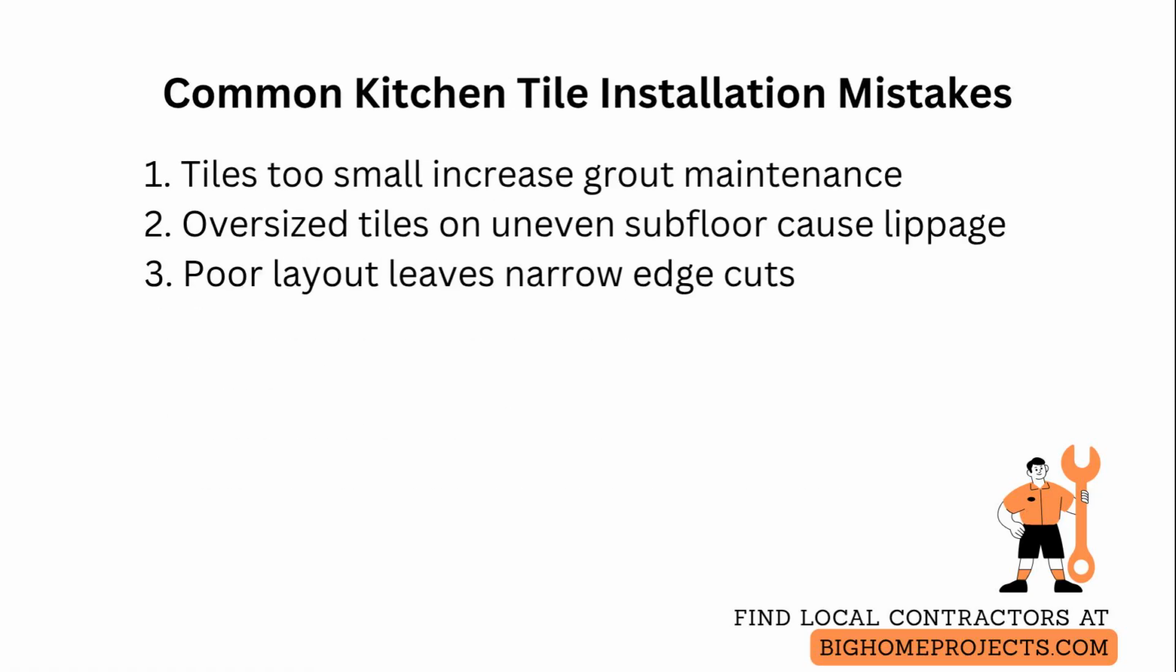Common mistakes include choosing tiles that are too small, which increases cleaning work and makes busy grout lines that trap dirt. Fix this by selecting tiles at least 12 inches square or larger and using slightly wider, sealed grout for easier maintenance. Another issue is selecting oversized tiles for a subfloor that is not flat, which results in lippage and cracked tiles. Solve this by verifying floor flatness and using a self-leveling underlayment or correcting the substrate before installing large format tiles.